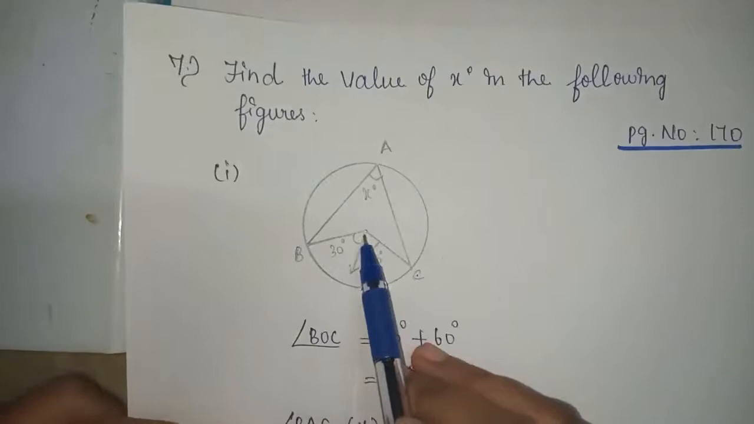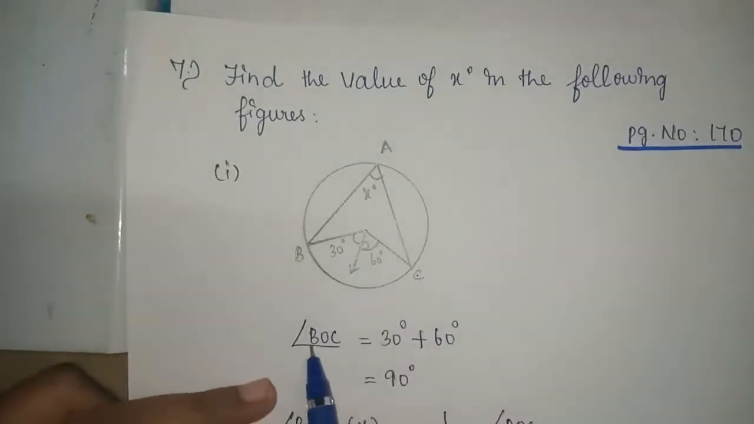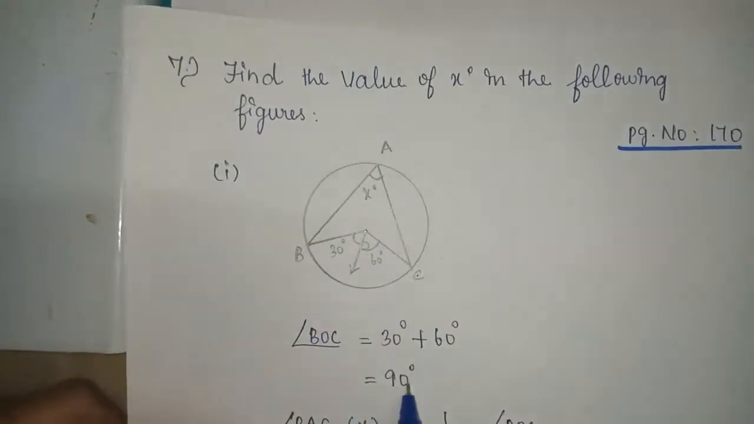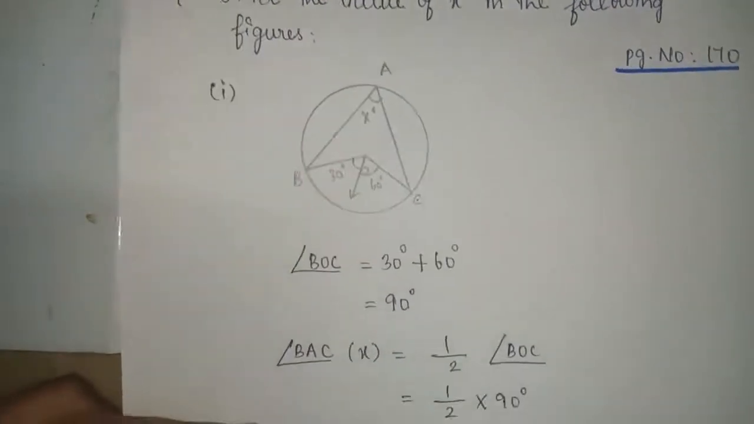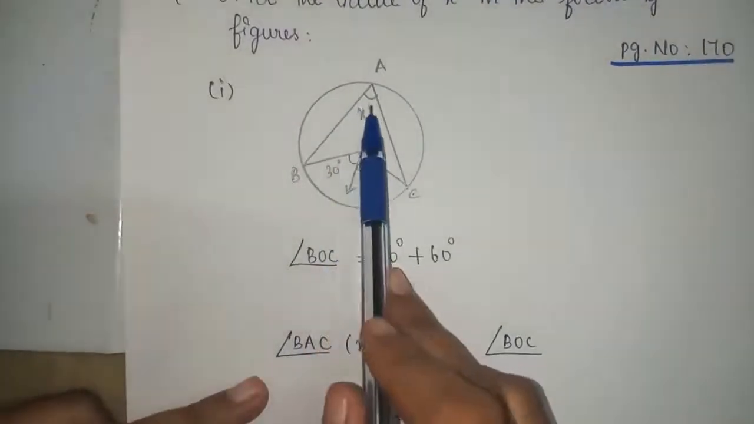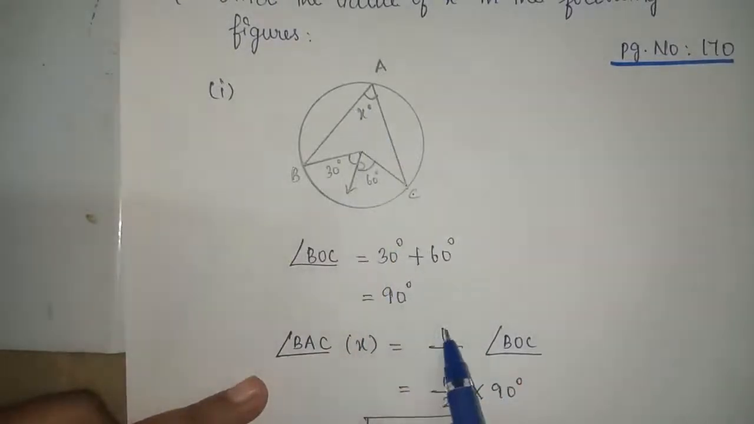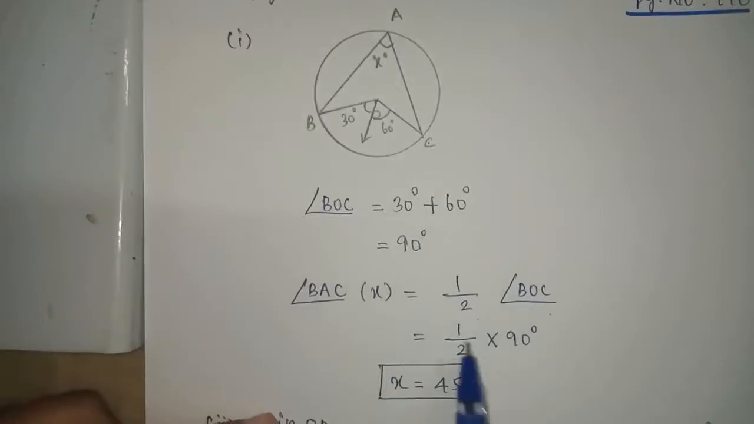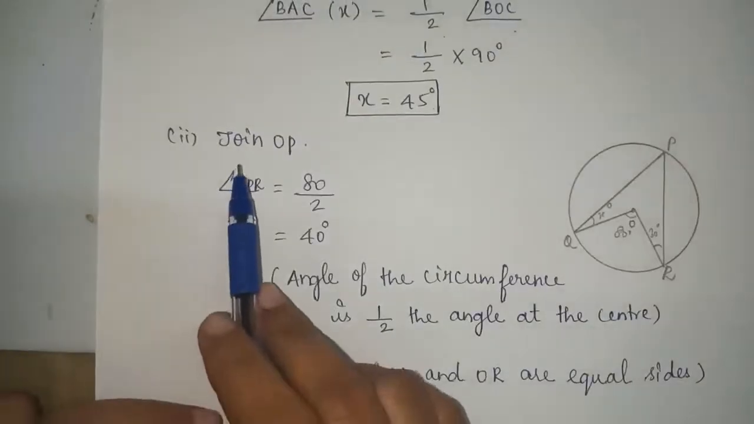Here O is the center of the circle. So the given angle BOC is equal to 30 degree plus 60 degree, which is equal to 90 degree. Then angle BAC, which is x, is equal to 1 by 2 times angle BOC, which is 1 by 2 into 90 degree. Therefore x is equal to 45 degree. Then problem number 7, second subdivision.